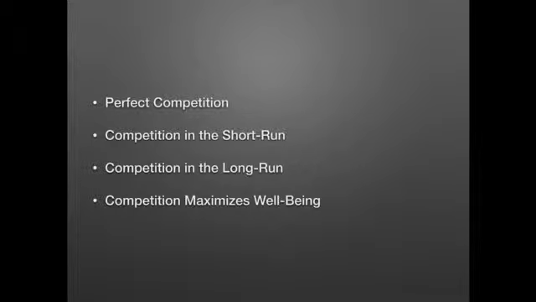Also, the last section in this chapter talks about competition maximizing well-being, and realize that perfect competition maximizes a commonly used measure of economic well-being, total surplus. Realize what total surplus is. It's the monetary value of the gain from trade, and it is the sum of consumer surplus and producer surplus. Consumer surplus is the economic benefit or well-being obtained by a consumer in excess of the price paid.